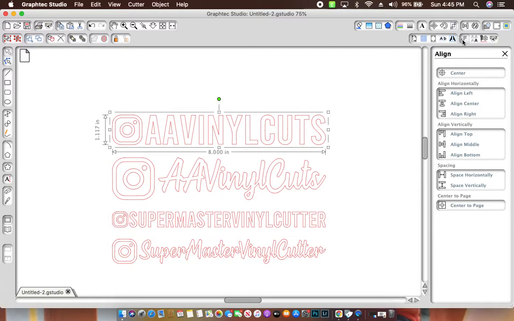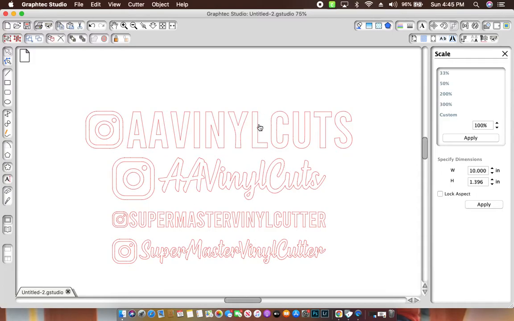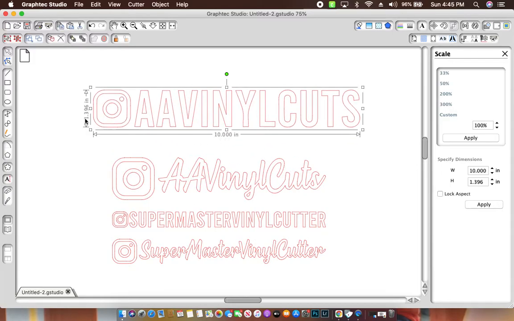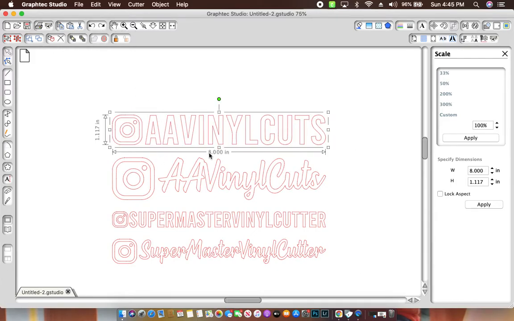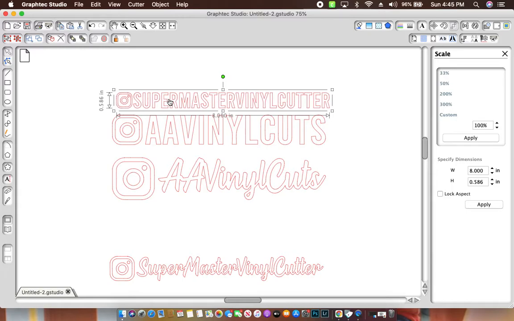So if I were to make this bigger, oops, wrong one. If I were to make this bigger, let's just say I want this to be 10 inches. As you can see, the height gets bigger too. So now it's 10 inches by 1.396. If I go back a couple steps, having a little brain fart here, 8 inches is 1.1. So the amount of characters is going to affect the height of your decal. As you can see here, compared to the 1.17, this is just over half an inch. And these are the same font too. It just happens to be that this one has a lot more characters.